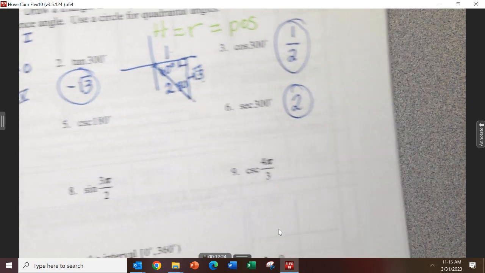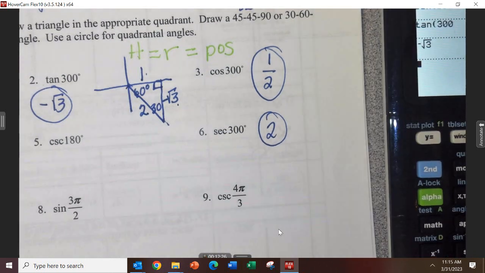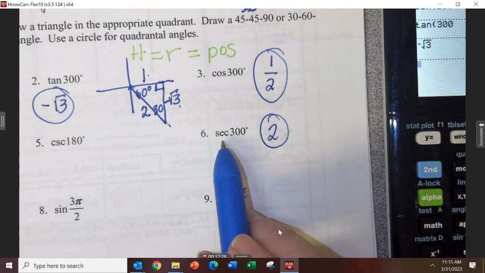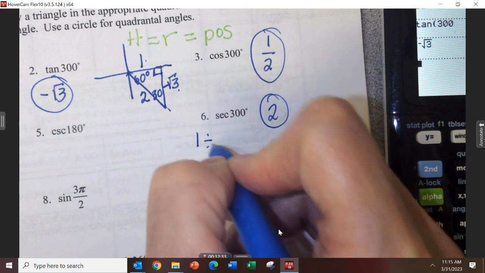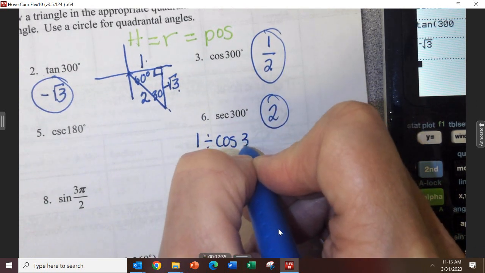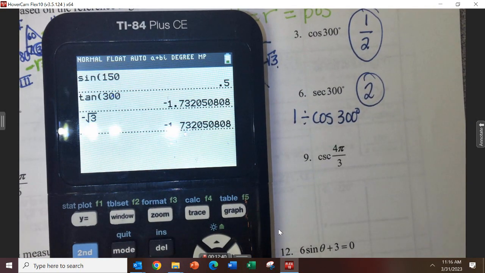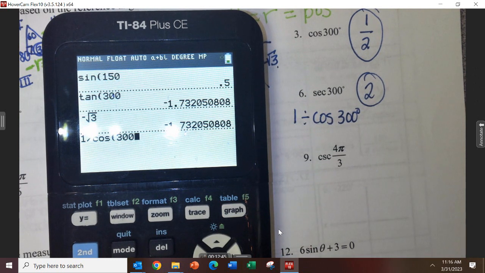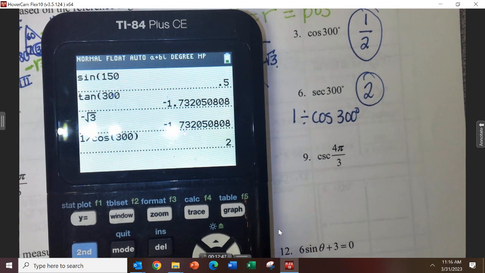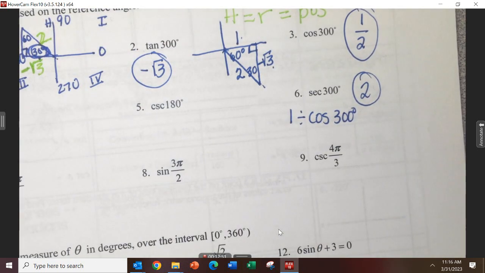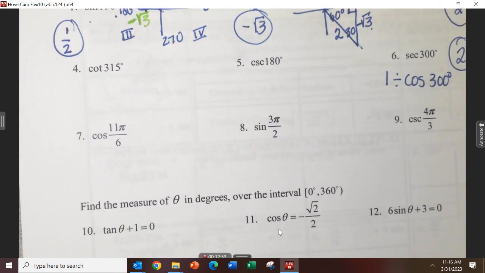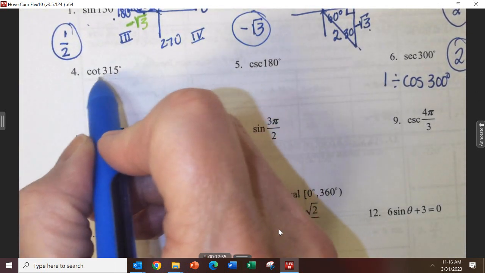I want to show you how to check secant on the calculator. Secant is the reciprocal of cosine. So I would have to type in 1 divided by the cosine of 300. That's how I would find this. I have to do 1 divided by the cosine of 300. 2. We're right. Okay? Questions? Let's go on to number 4. I'm doing this one with you.